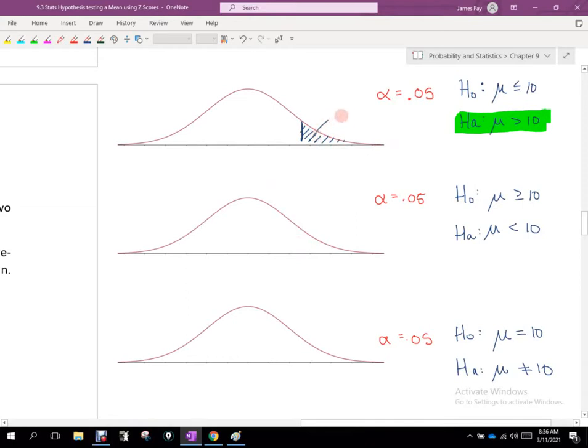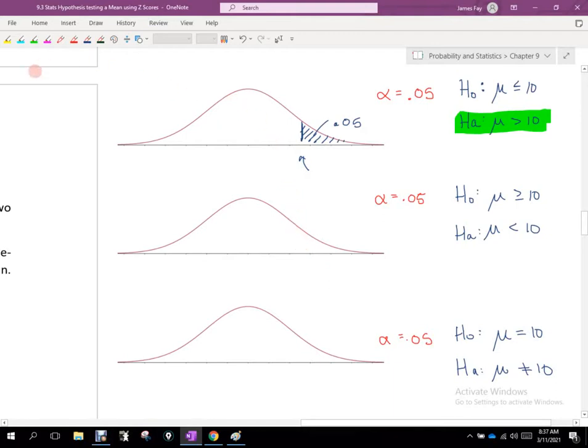We want that area to be 0.05. Remember, the area underneath the curve totals 100%, so that area is going to be 5%. That area in the critical region equates to the alpha level. The level of significance is what we call that. Is that okay with everybody? Now what we have to do is find out what z-score attaches to that.